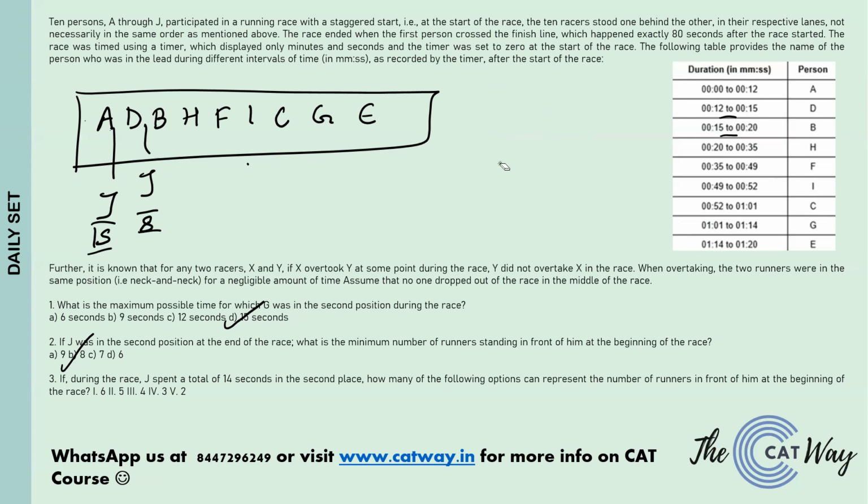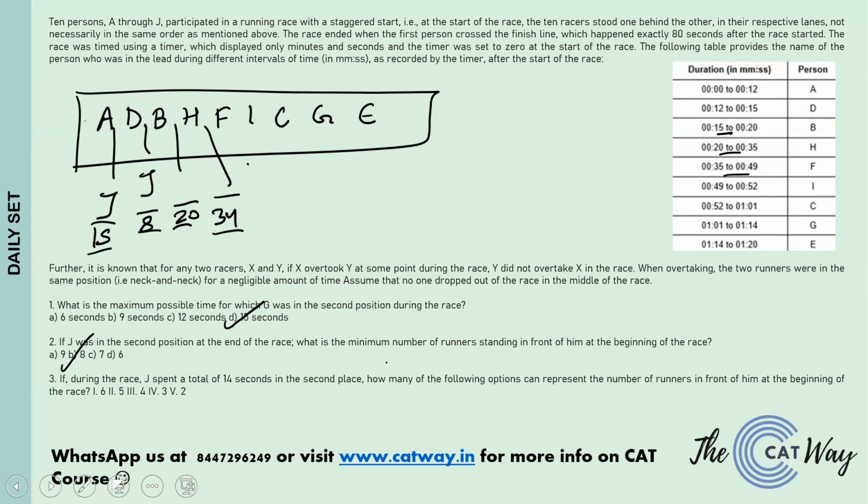Now similarly, if you calculate, if J was in the fourth position, then what is going to happen? The maximum he could spend is what? If you see 5 seconds here, 15 seconds here, that is maximum 20 seconds. If he was here, the maximum he could spend is 20 over here, 14 over here. Sorry, 15 over here, 14 over here, 29 seconds.